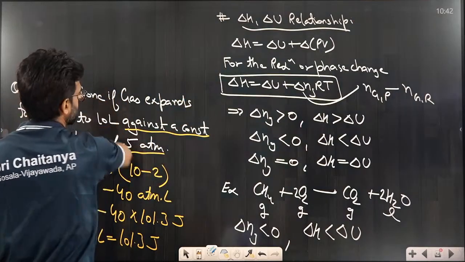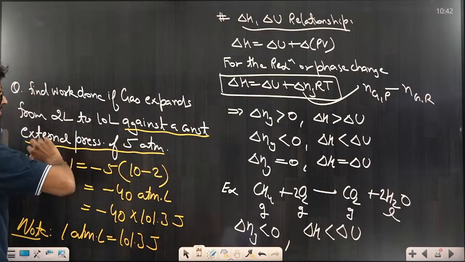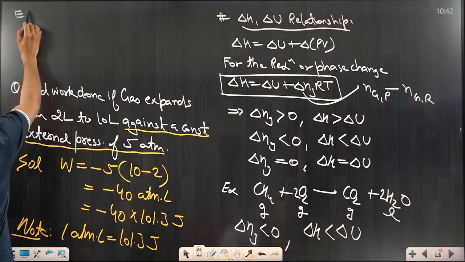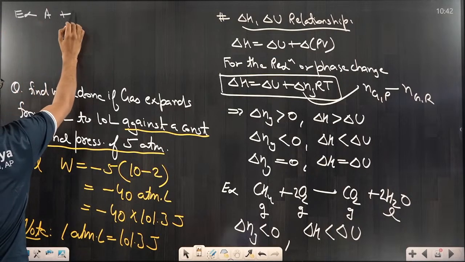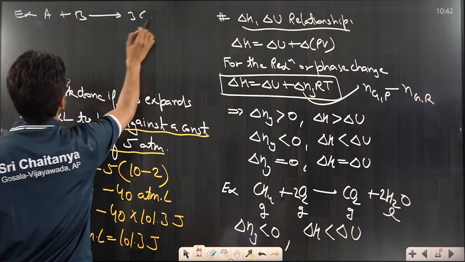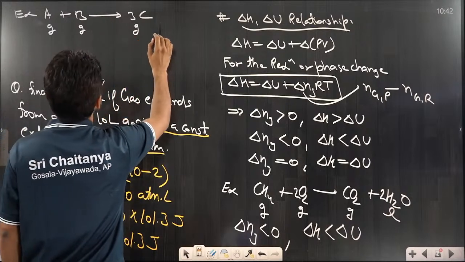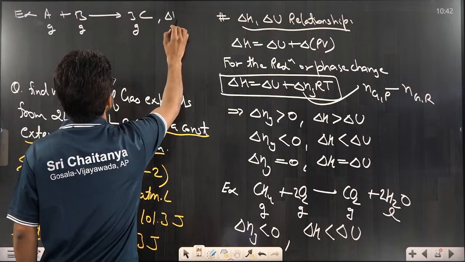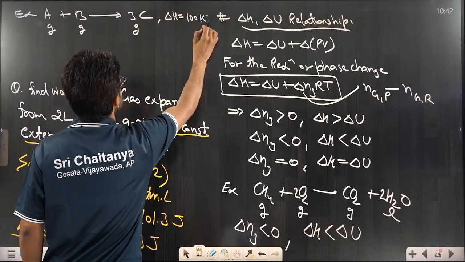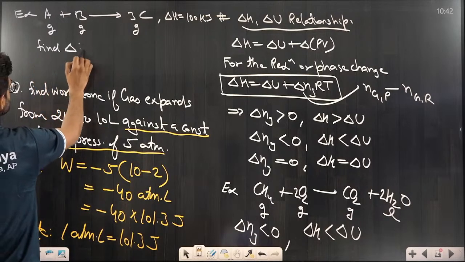Okay. Next thing, I can take one example here. If the reaction is A plus B giving us 3C, and all of them are gases, and I am saying the delta H value is 100 kilojoule. The question is simple: find delta U.